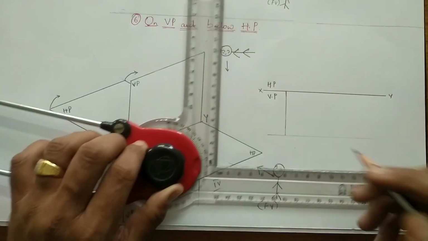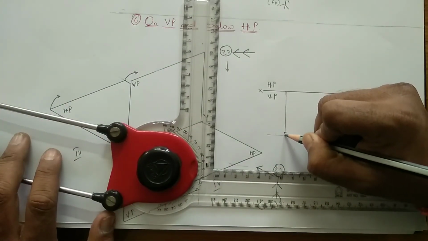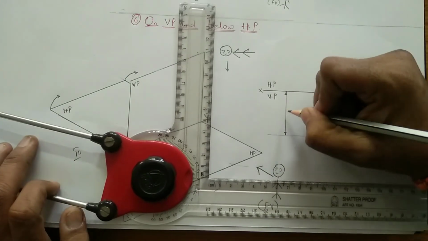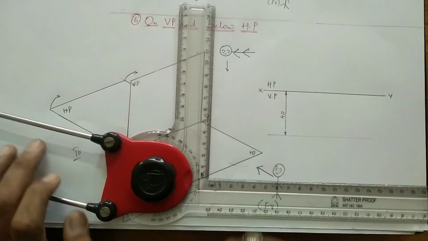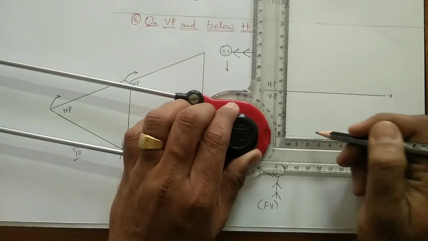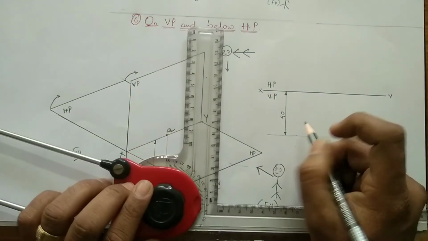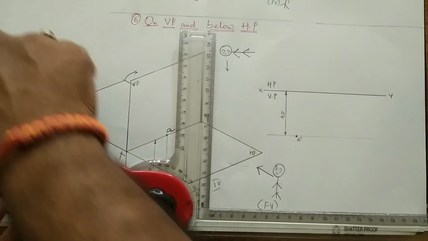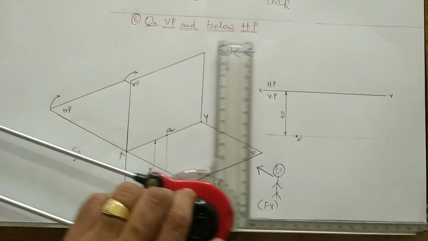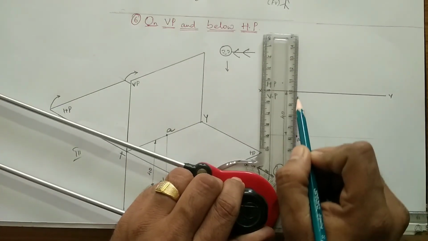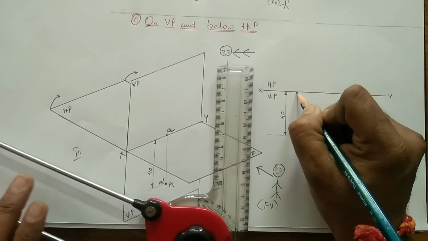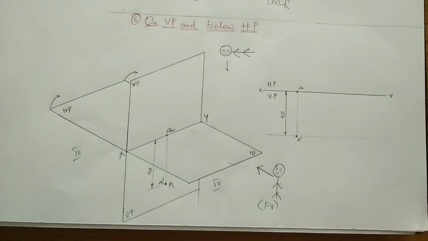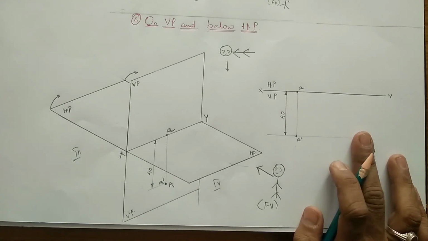Draw the locus line, mark the dimensions. This is at a distance of 40, at a distance of 10 mm. Look at the point, mark the point as A dash, and draw the projection of the top view from the front view. Where it touches here, mark the point as A. So this is what the sixth consideration is about.